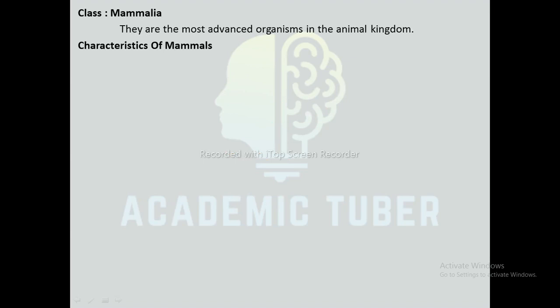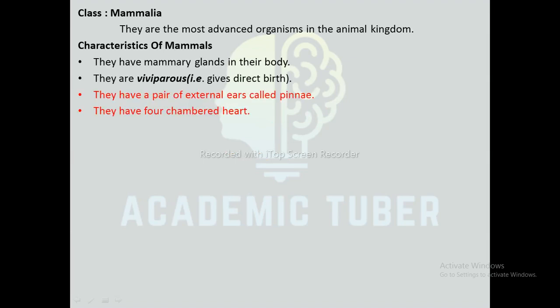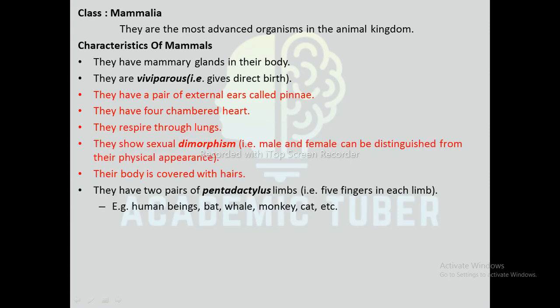Mammalia. They are the most advanced organisms in the animal kingdom. They have mammary glands in their body. They are viviparous, that means they give direct birth. They have a pair of external ears called pinnae. They have a 4-chambered heart. They respire through lungs. They show sexual dimorphism, that is, male and female can be distinguished from their physical appearance. Their body is covered with hairs. They have 2 pairs of pentadactylous limbs. Examples are human beings, bat, whale, monkey, cat, etc.